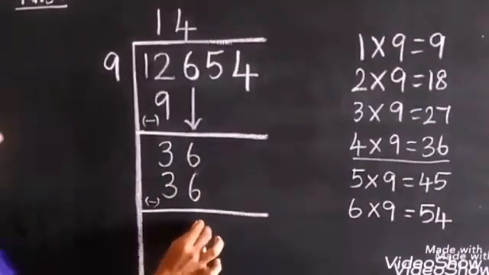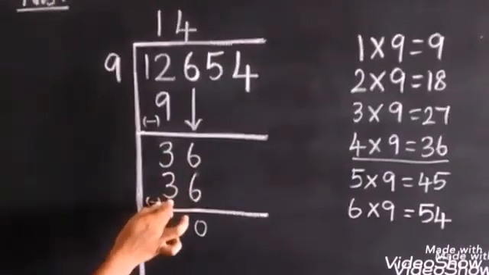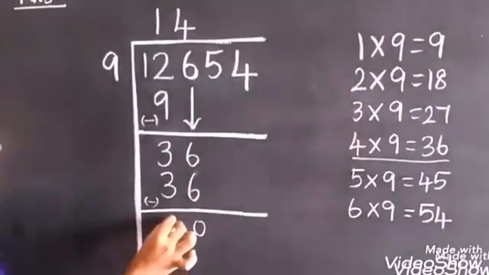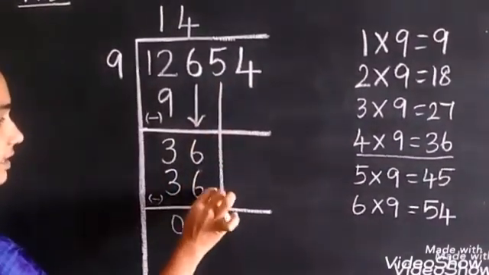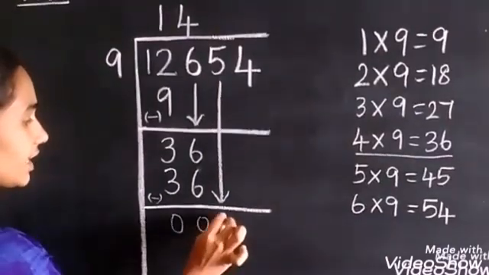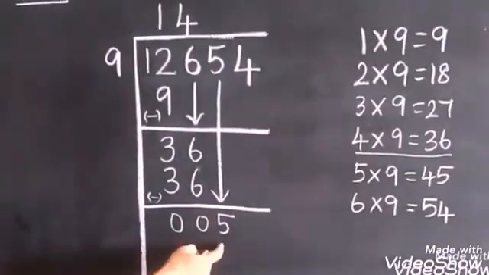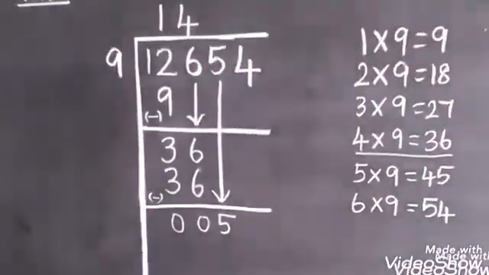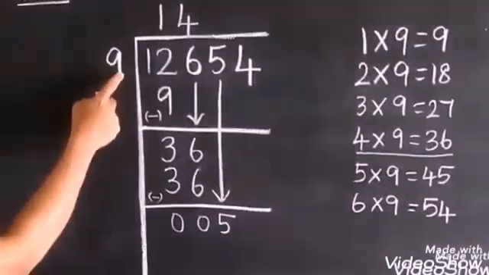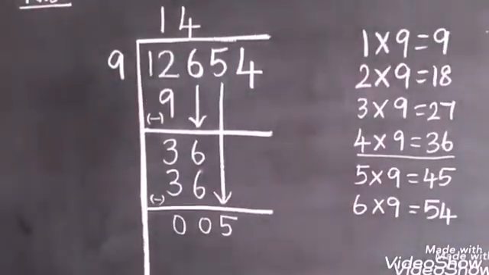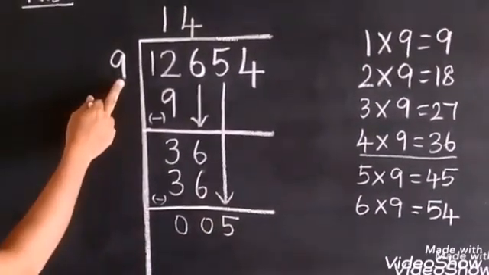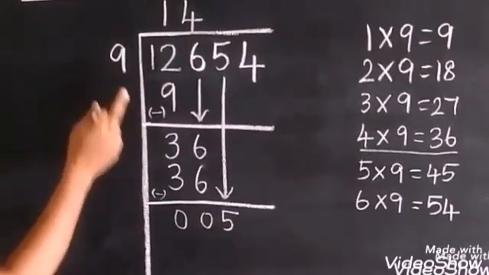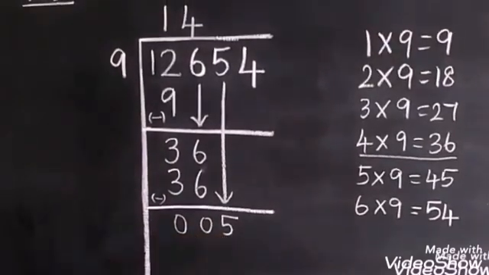0. 3 minus 3, 0. Very good. Then we have to take the next digit, 5. Is 5 a smaller or greater number compared to the divisor 9? Yes, 5 is smaller than the divisor 9, so we can't divide 5. So we have to put 0 in the quotient place.